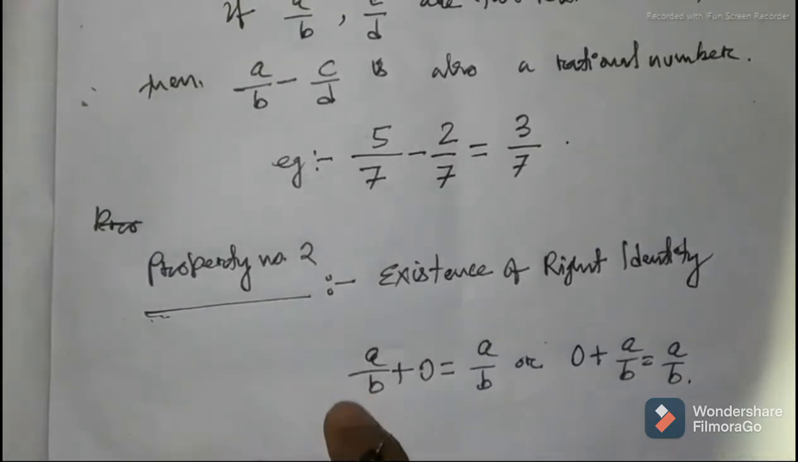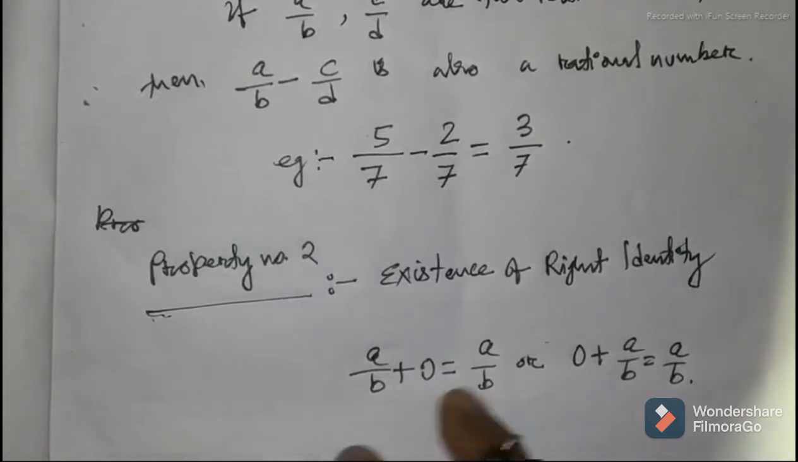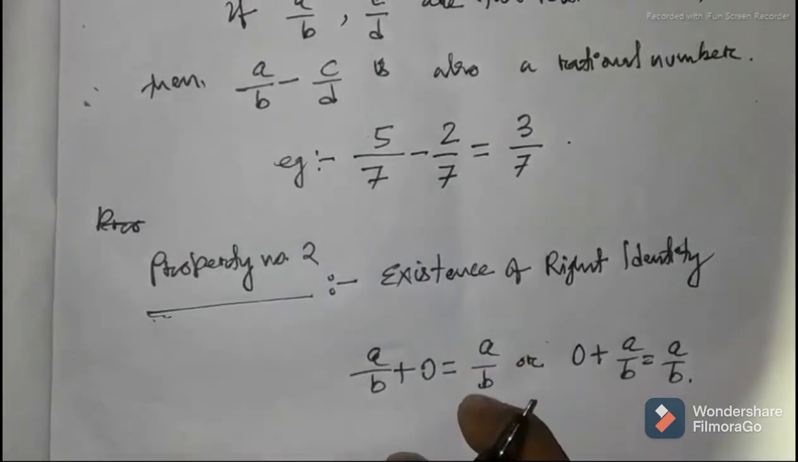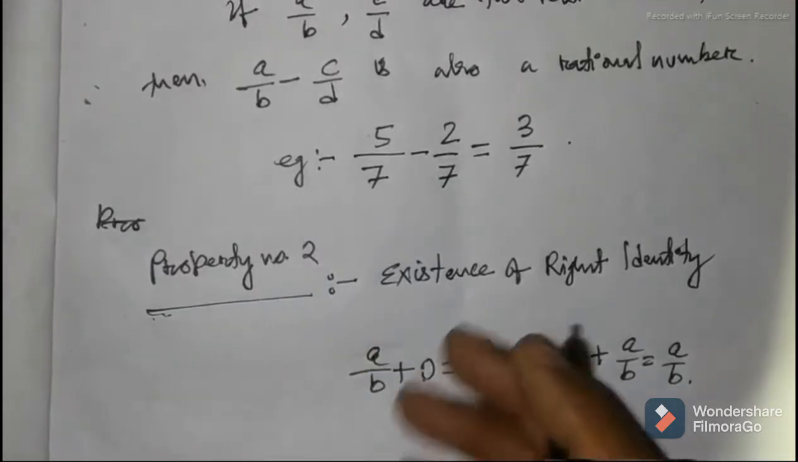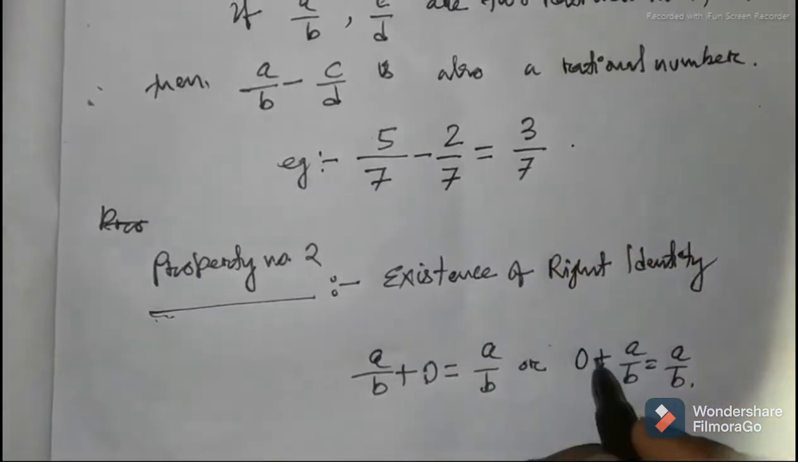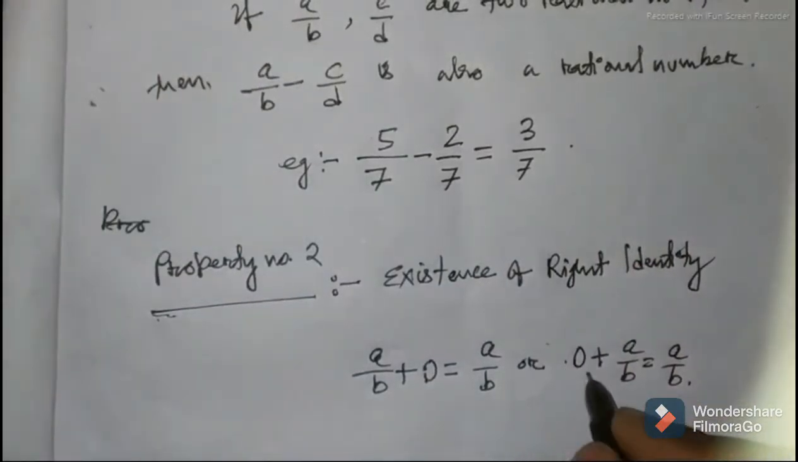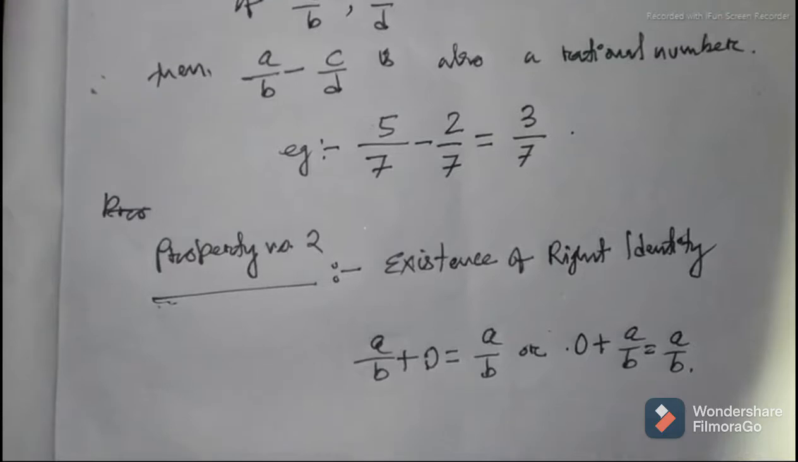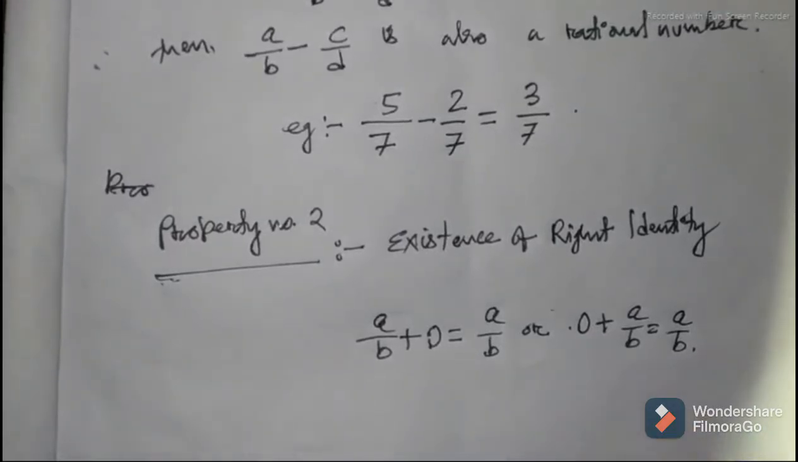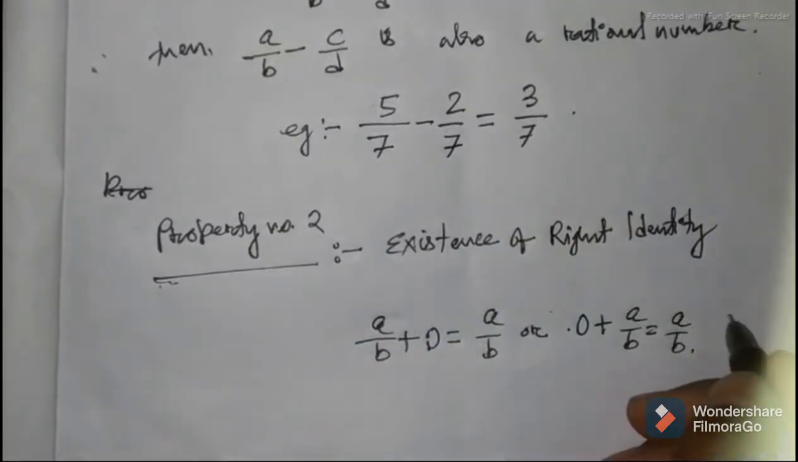Here, if a by b is a rational number and we add 0 to this rational number, we get the same number a by b itself. Here this 0 is on the right hand side. Now if we take the 0 on the left hand side, that is 0 plus a by b, still we get the same number a by b. That means it retains its identity. This is in case of addition.